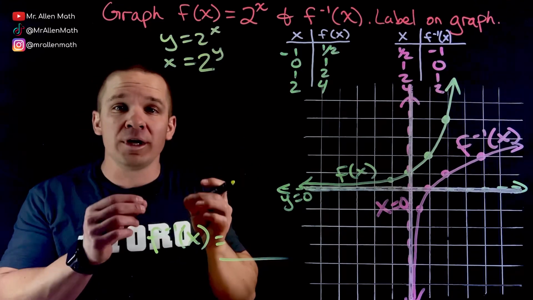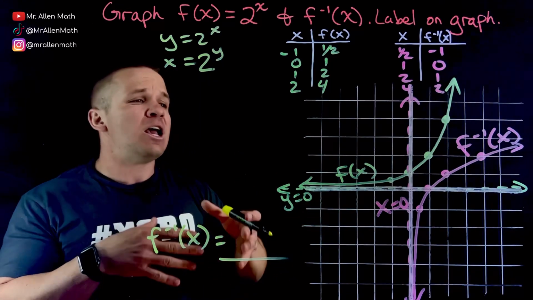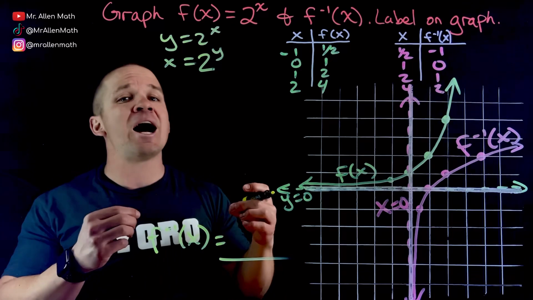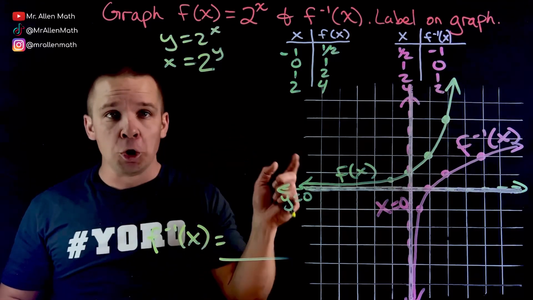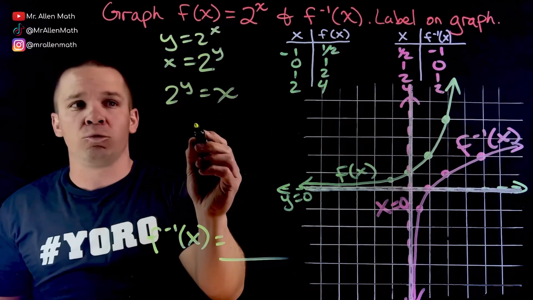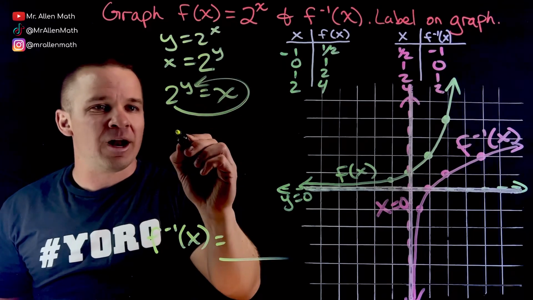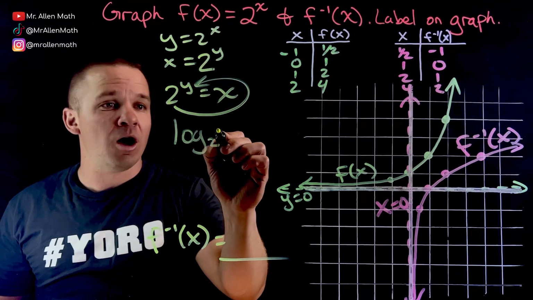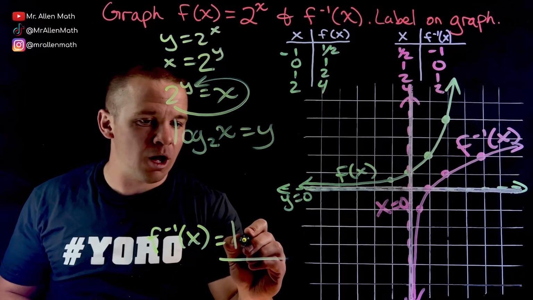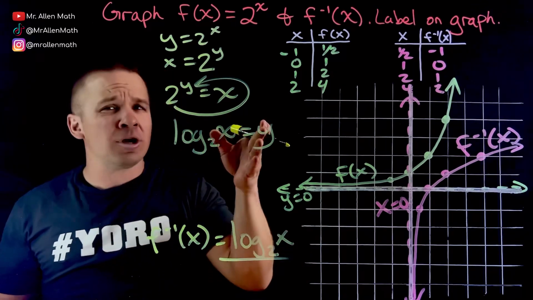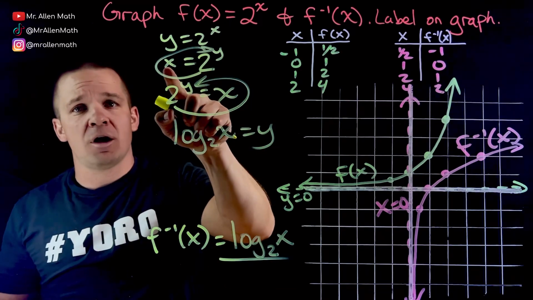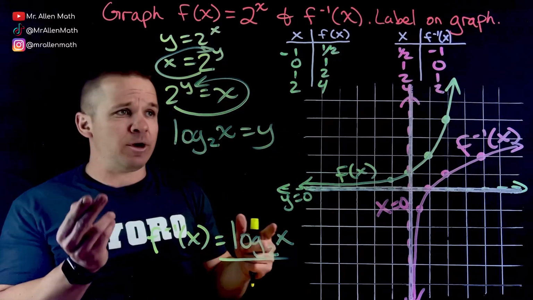And now I can re-solve this for y, just like I do any other inverse: swap my x and y's, re-solve for y. But how do I solve for y here? How do I get that y out of the exponent? I got to put it into log form. I'm going to do so by looping and swooping. Some people like to write this as 2 to the y equals x before they get to looping and swooping. There we go. We're going to have log base 2 of x equals y. So that means I'm going to have f inverse of x being log base 2 of x. You could have loop and swooped from the previous form; it would just be going back the other way. Same thing: log base 2 of x equals y. That's it, and that's dope. Now we got our equation.